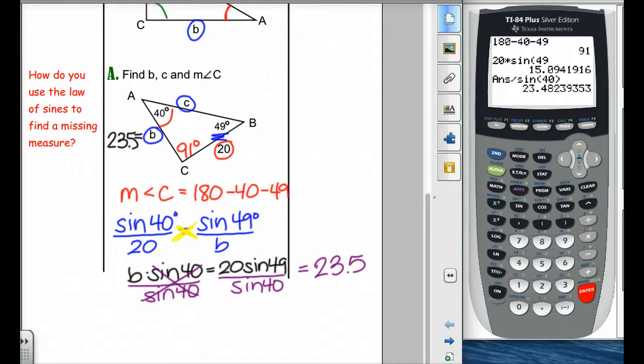Now I'm not quite done yet, because I do still need to find this C value. To do that, I am going to once again set this up. This time I'm still going to use the sine of 40 over 20.